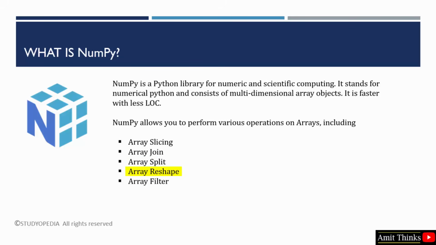The number of elements in each dimension of an array is called the shape of an array. Now what is reshape? To reshape this dimension, that is to reshape the number of dimensions, is what we call reshaping an array. NumPy also allows filtering an array. That means if you want to fetch some elements from an existing array and create a new array out of them, you can easily do that with the filtering concept in NumPy.